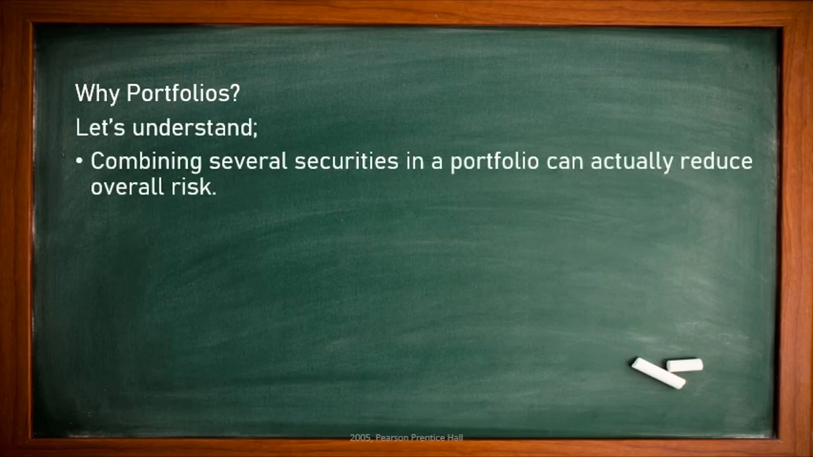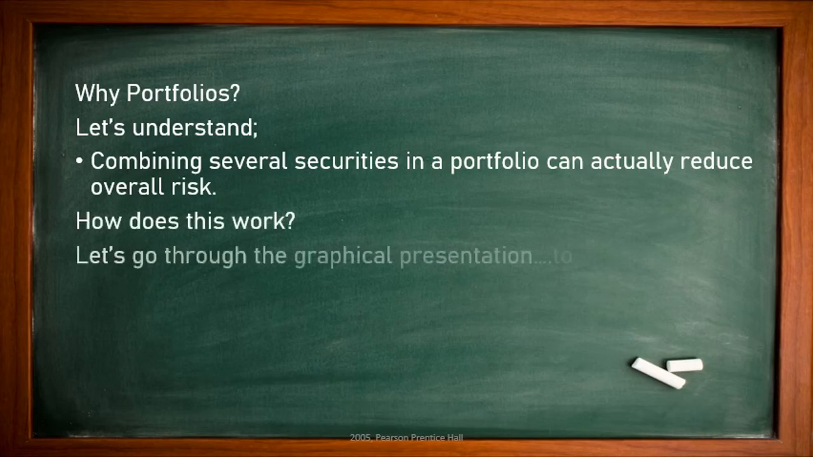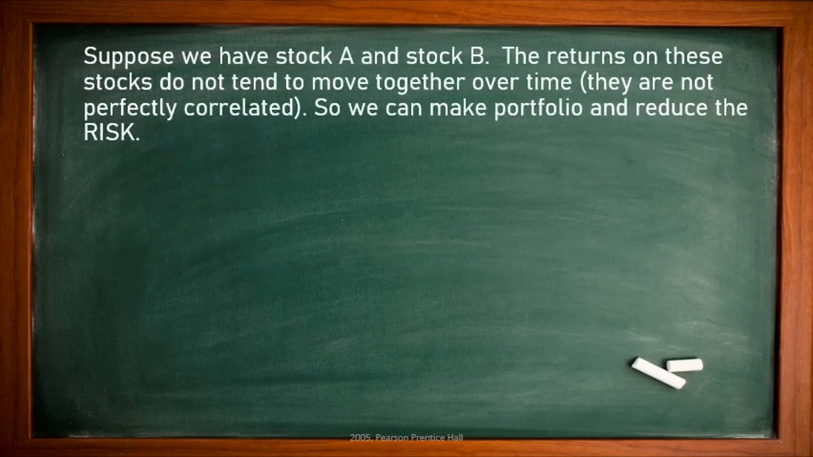Combining several securities in a portfolio can actually reduce overall risk. So this is one reason. We want to make the portfolio because we want to reduce the risk. How does this work? Let's go through the graphical presentation. Suppose we have a stock A and stock B. The returns on these stocks do not tend to move together over time. They are not perfectly correlated. So we can make a portfolio and reduce the risk.